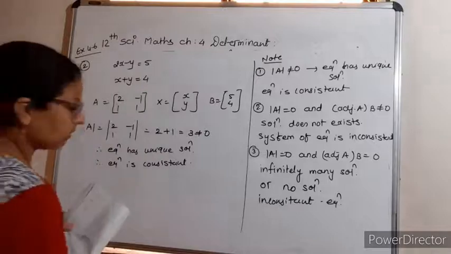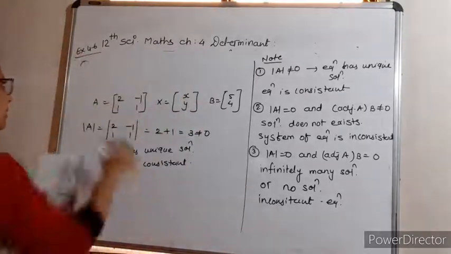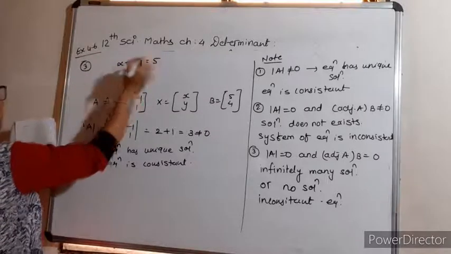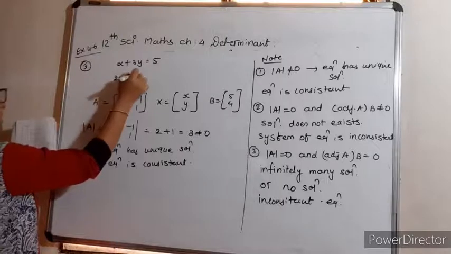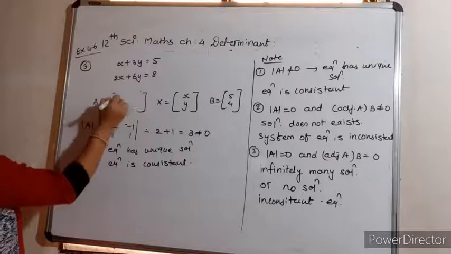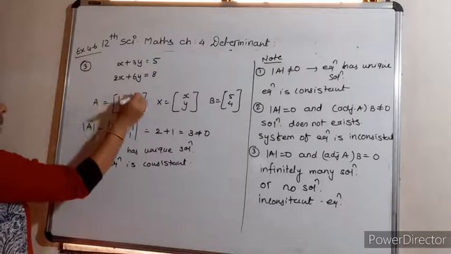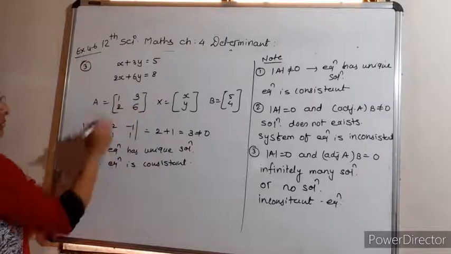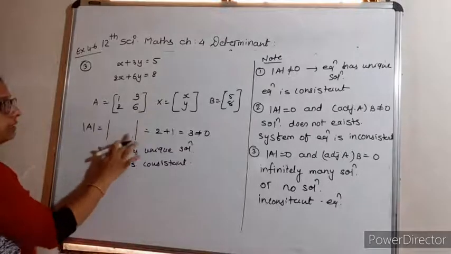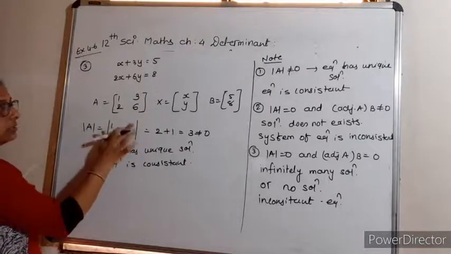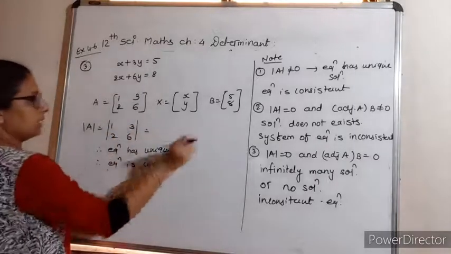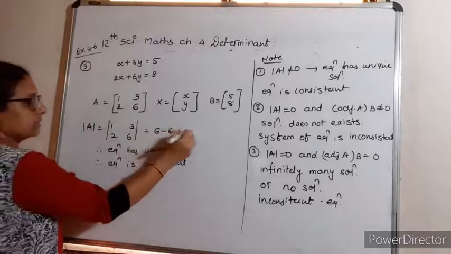Now we'll find the third. So x plus 3y is 5, 2x plus 6y is 8. First we will find x. A is 1, 3, write the coefficient 2, 6. X, Y. Here 5, 8. Now if you find the determinant, 1, 3, 2, 6. So what is 8? 6 ones are 6, minus 6, 0.